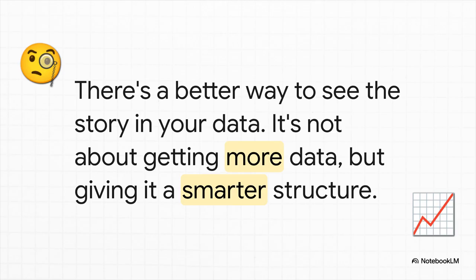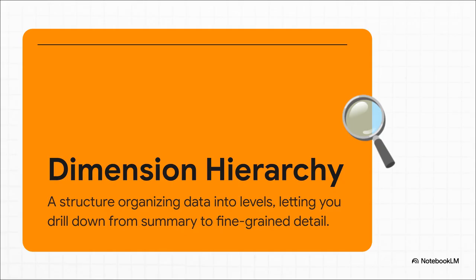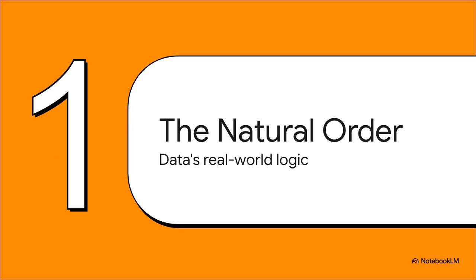The secret is something called dimension hierarchies. Honestly, the best analogy for this is a digital map on your phone. You start out with that big world view, then you can zoom into a continent, a country, a city, and finally right down to a single street. Dimension hierarchies give your data that exact same power, making it super intuitive to explore at any level of detail you want.